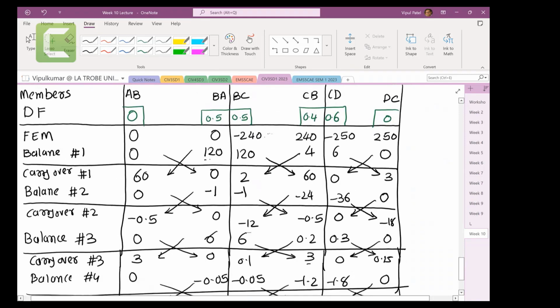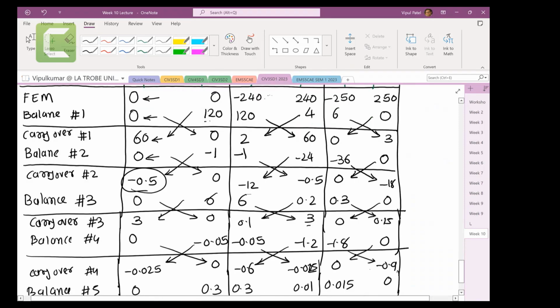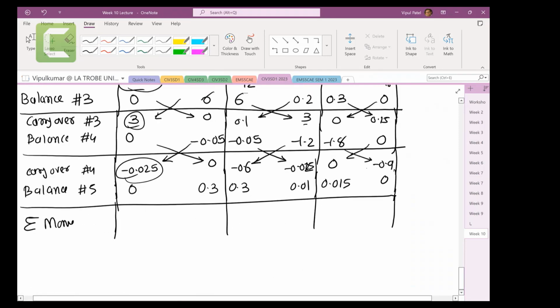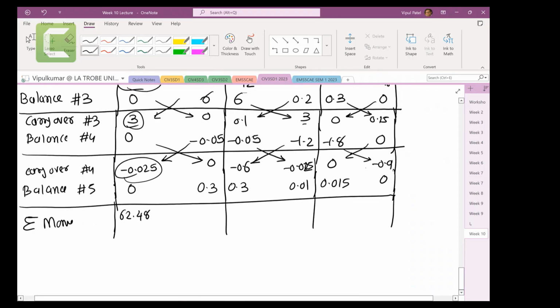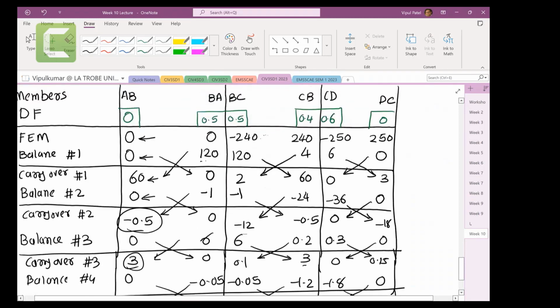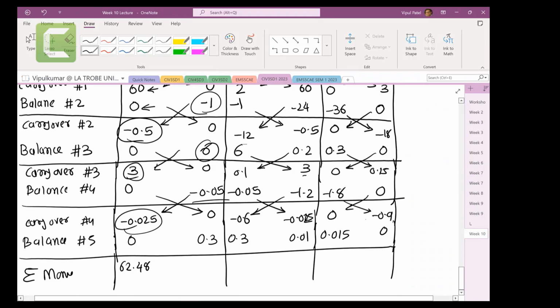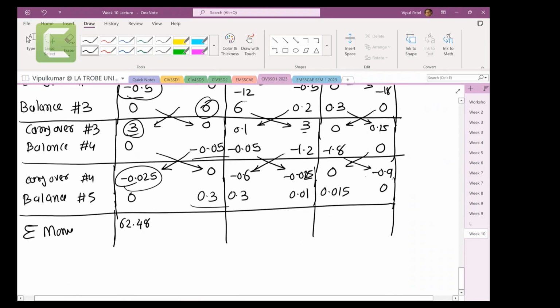So what are you going to sum? You start from here: 0 plus 0 plus 60 plus 0. So 60, I'm just putting in my calculator, 60 minus 0.5 plus 3 minus 0.025, you got 62.48. Let's take 2 decimal places. Then you take the fixed moments from here: 0 plus 120, 120 plus minus 0.1. Sorry, it is always messy. Plus 6 minus 0.05 plus 0.3. You get 125.25.